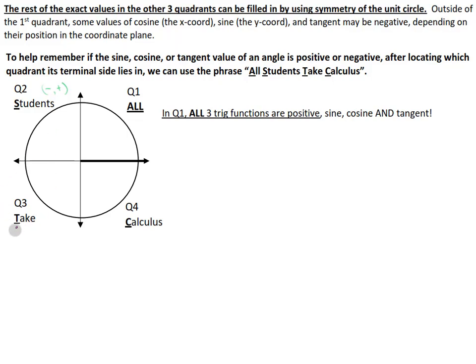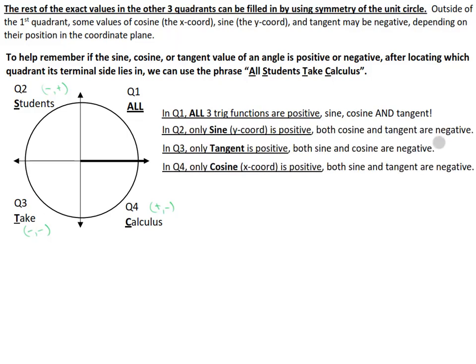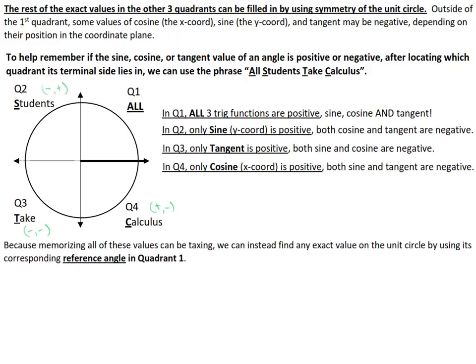Okay, T for take, as you can imagine, is tangent. That's because both x and y, cosine and sine, are negative, but a negative divided by a negative is positive for tangent. Remember, tangent is sine divided by cosine. And in quadrant 4, the x coordinate's positive, but y is negative, right? So cosine is positive, but sine and tangent, when we divide those values, are both negative. So all students take calculus helps us remember what's true about each quadrant.